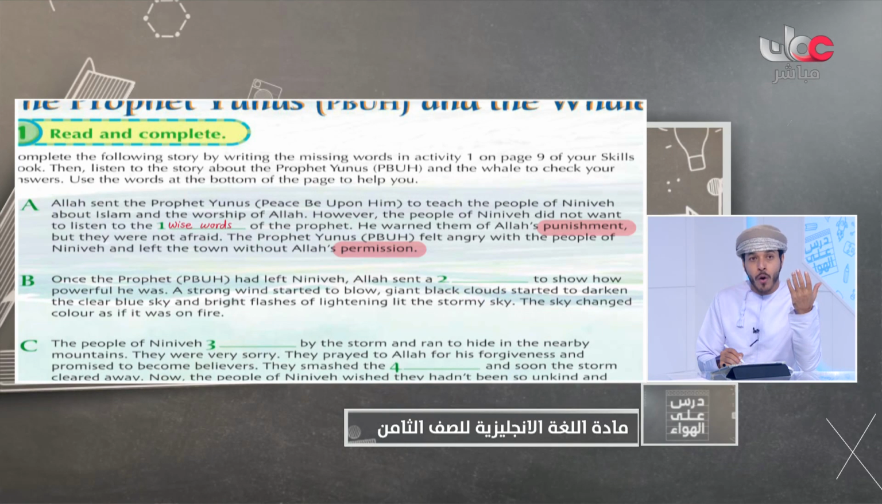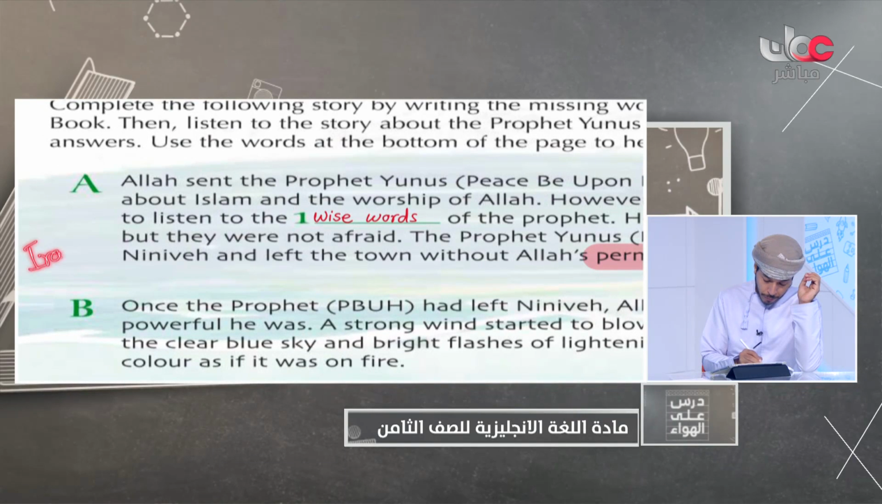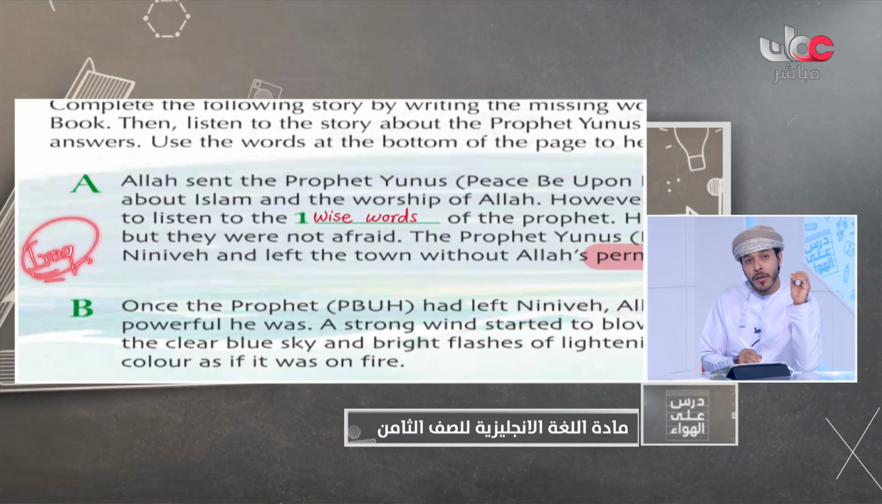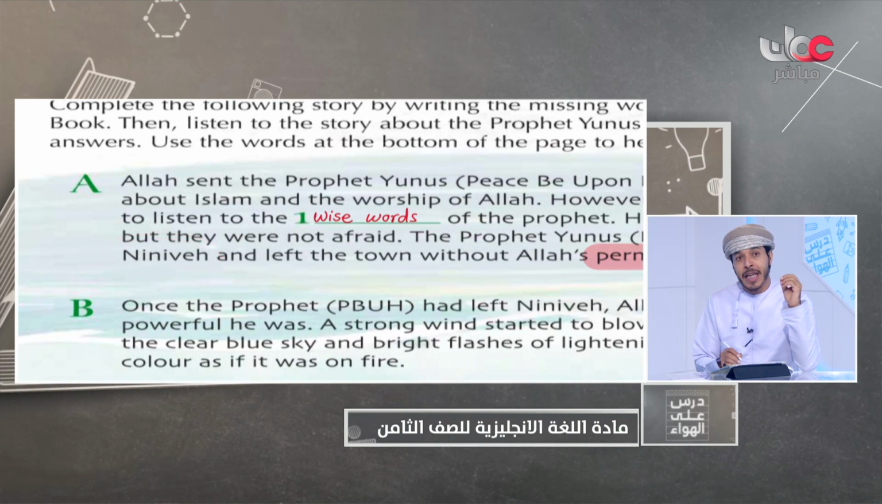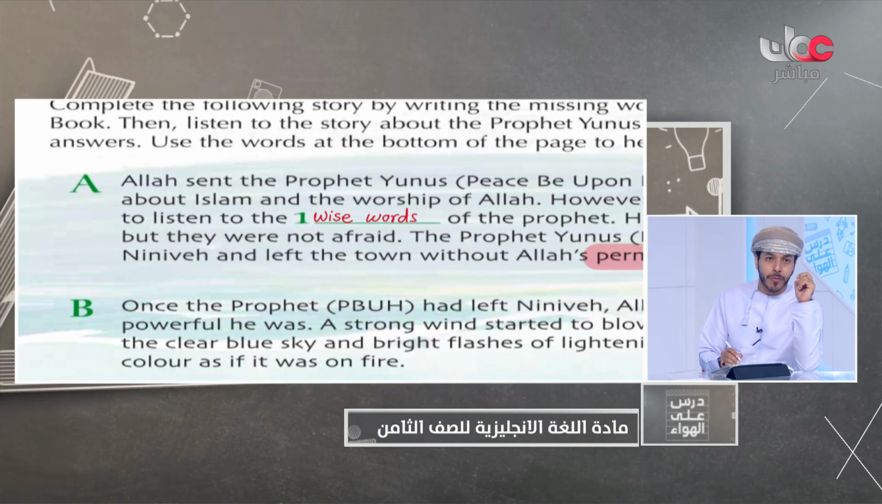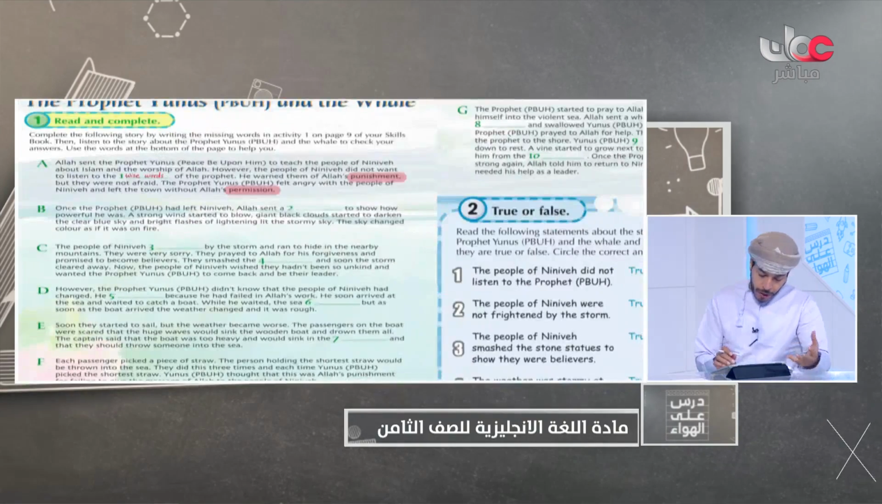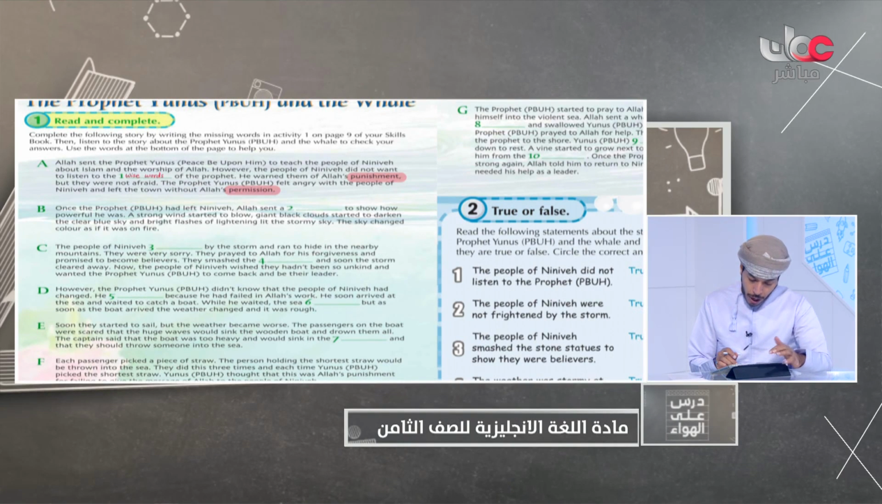So you can think of the huge punishment to these people, Nineveh people. And Nineveh is a city or a town in Iraq. Okay, it is in Iraq. If you know the story, in Iraq, and we call them in Arabic Nineveh. Nineveh, okay. This is the name of the town. Good, guys? So this is how we answer this question.